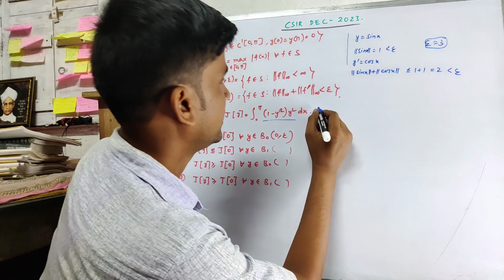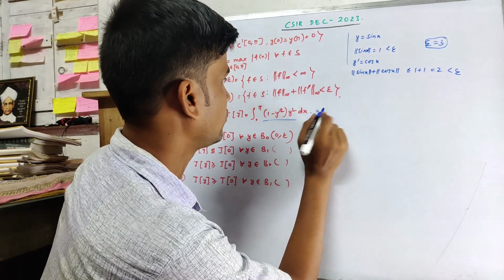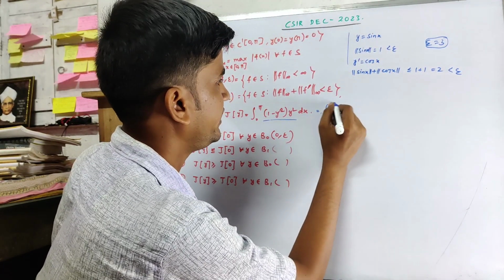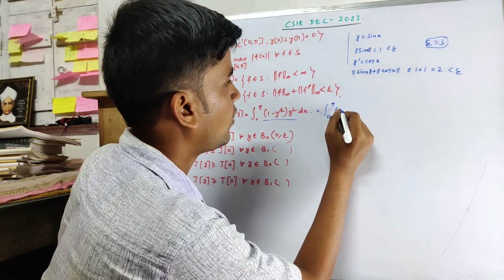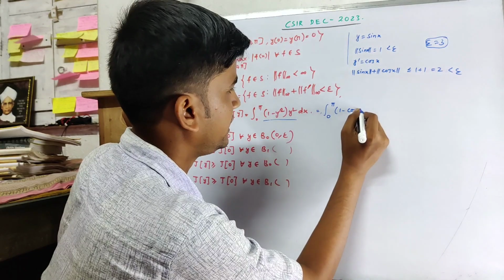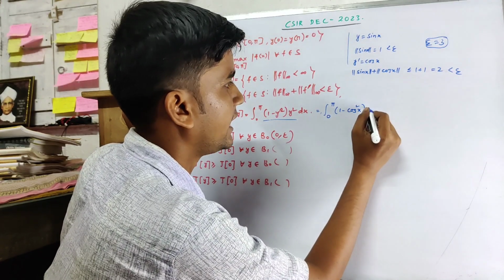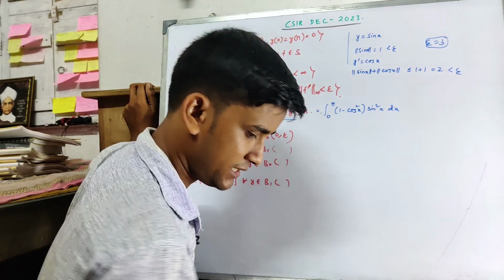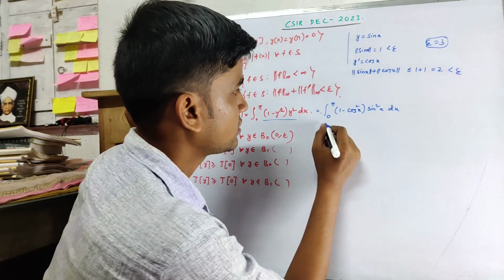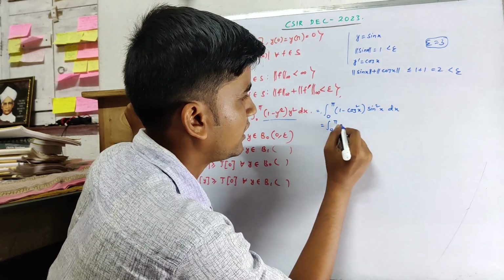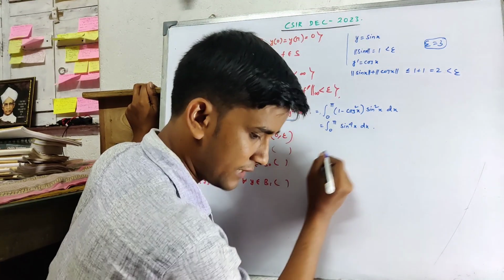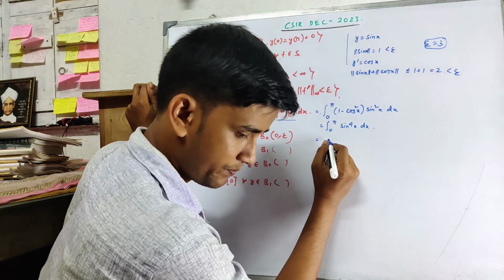and put the value y equal to sine x here, then it should be the integration from 0 to pi of (1 minus cos square x) into sine square x, dx. Okay, so this is equal to the integration from 0 to pi of sine to the power 4 x dx.